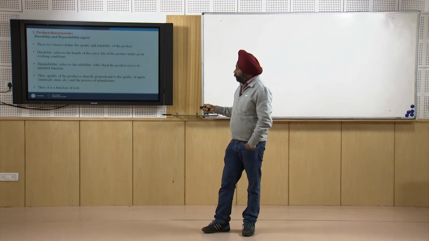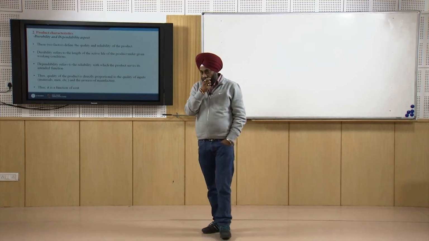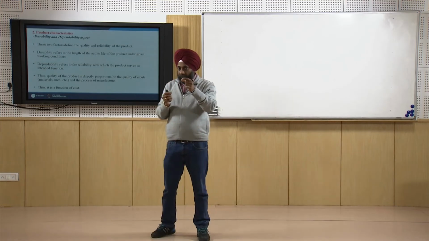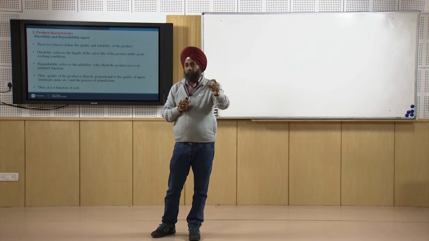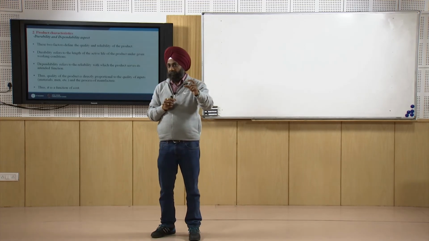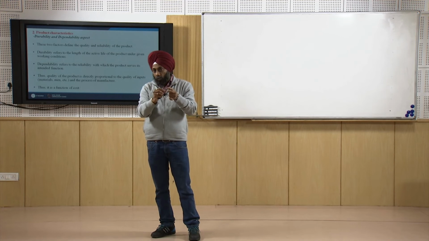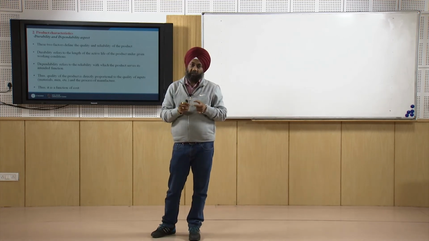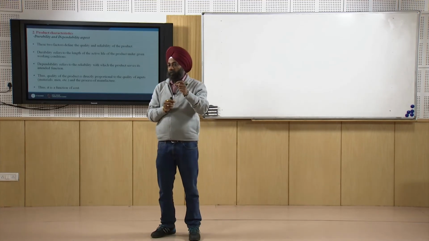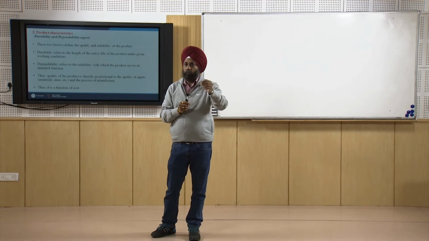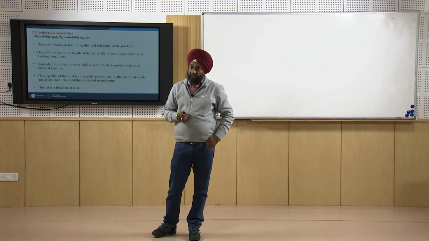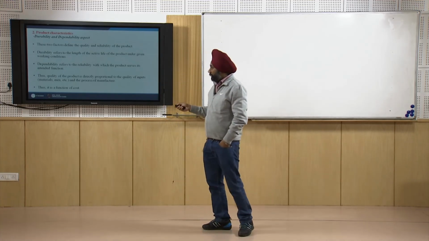Similarly, dependability refers to the reliability with which the product serves its intended function. For example, we take a matchbox. If all 50 sticks are able to light up, we will say yes, this is a dependable company which is manufacturing this matchbox, because all 50 matchsticks have lighted up. On the other hand, suppose only 20 matchsticks light up for that matchbox, we will say not a very dependable product, because only 40% or only 20 out of 50 matchsticks have been able to light up. So that is the basic definition of dependability.